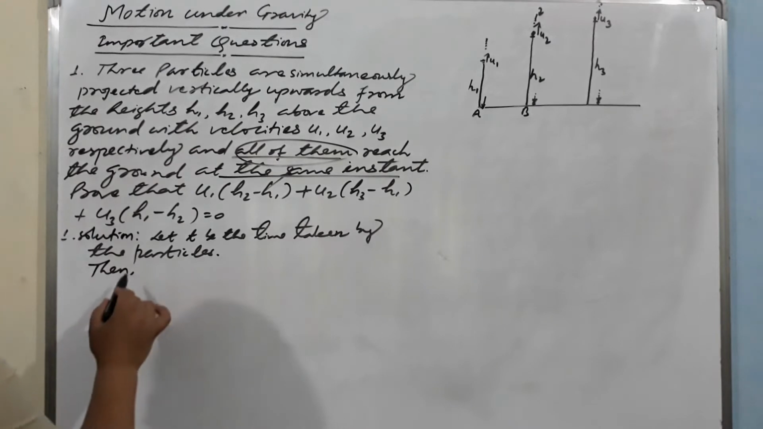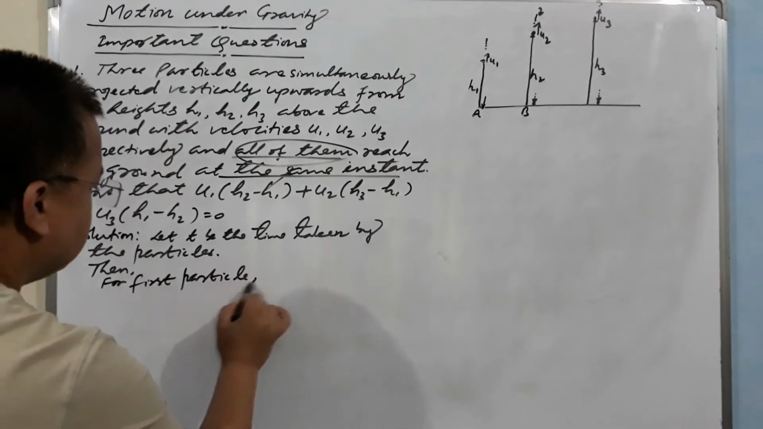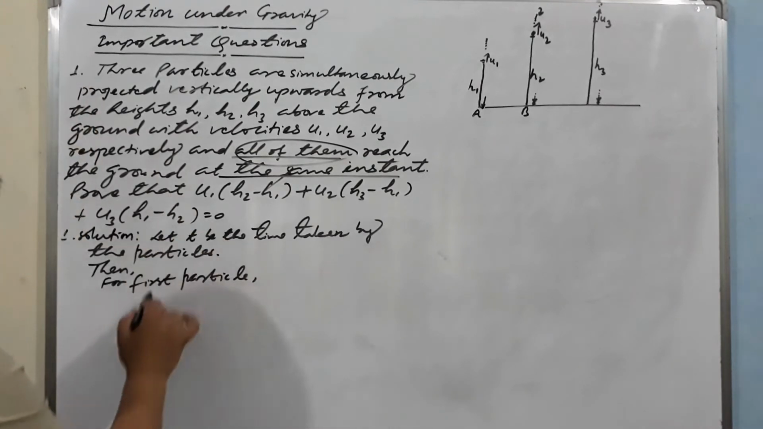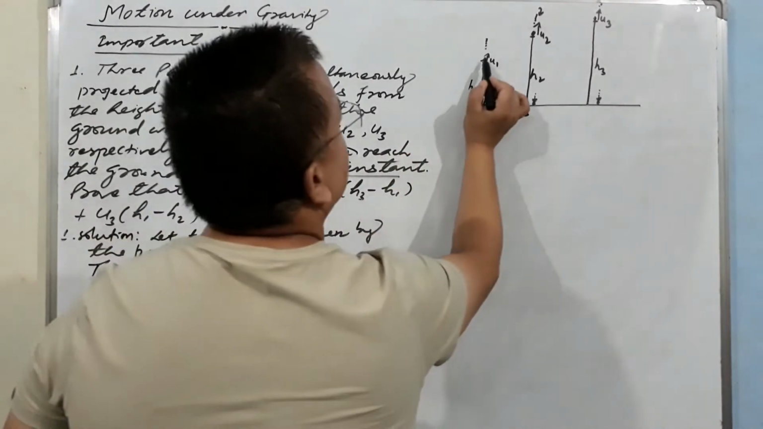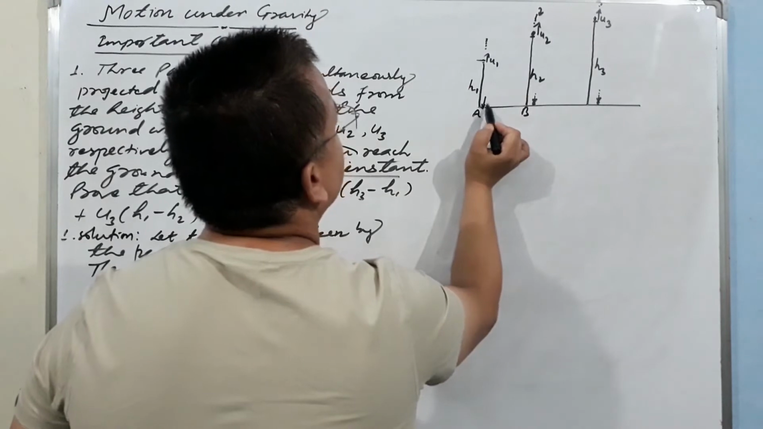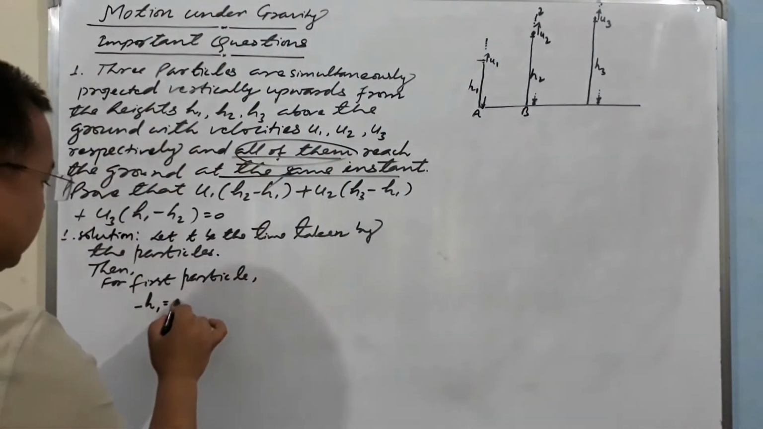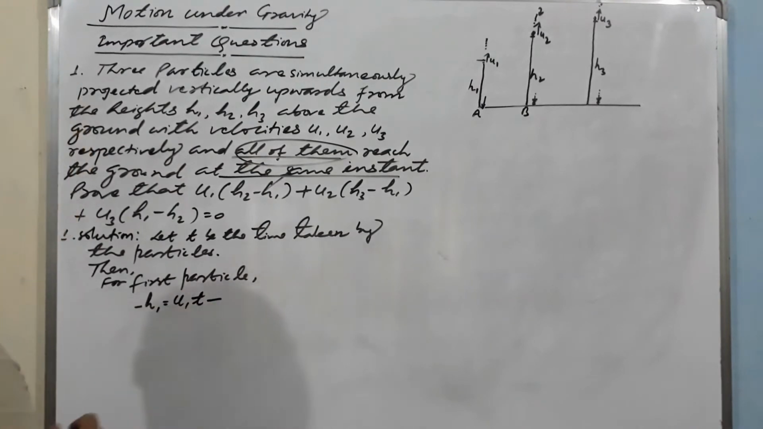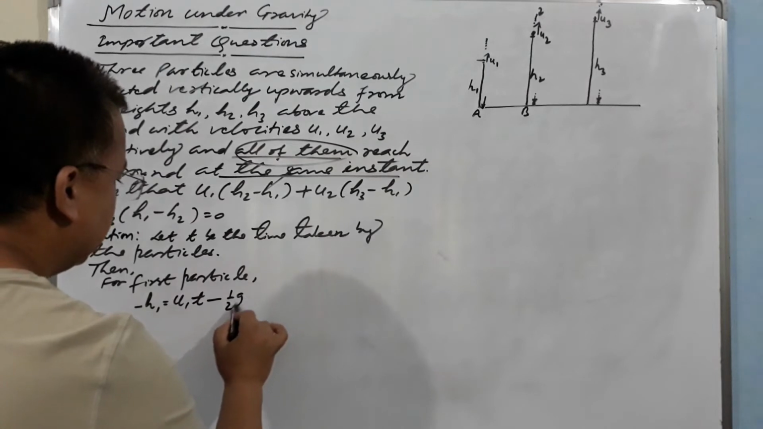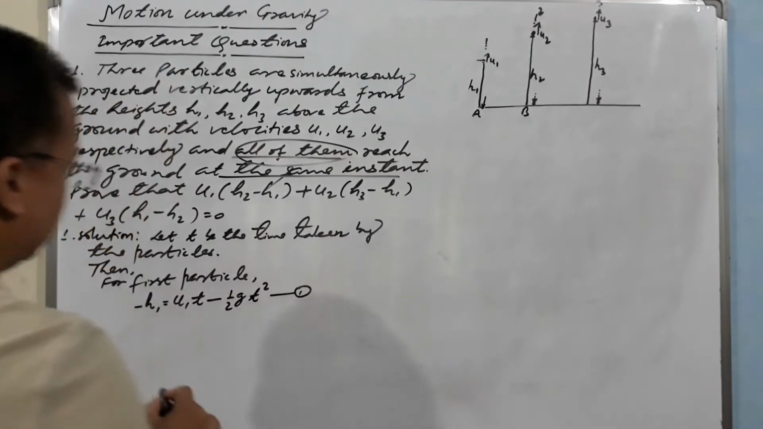Then for the first particle, using the formula, h1 is given with a minus sign because it is in the opposite direction. Projected from here, it moves downward, just opposite. So minus h1 is equal to, against gravity, u1 t minus half g t square. First case.